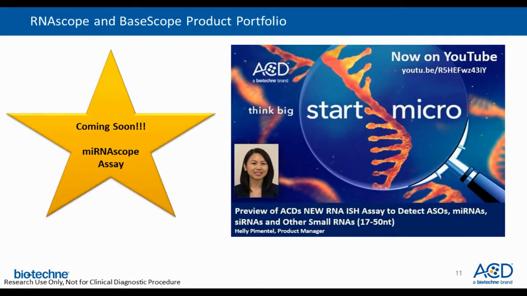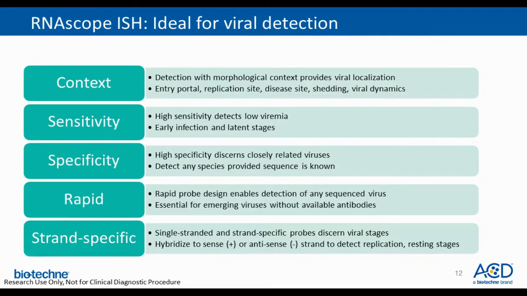So now let's go a little bit more over why RNAscope ISH is ideal for viral detection. What is the value proposition of RNAscope for researchers that are studying viruses? I try to break this down into different categories. The characteristic features of this technology enable one to overcome the various challenges that researchers face in detection of viruses.